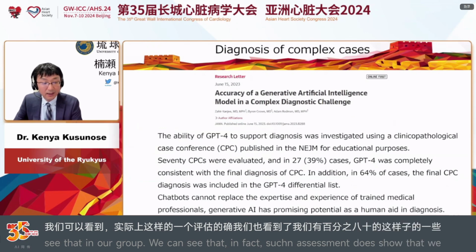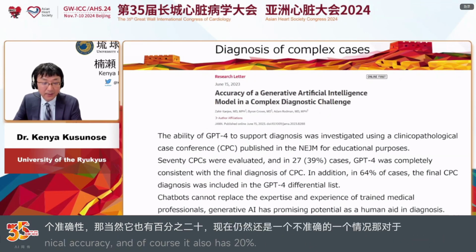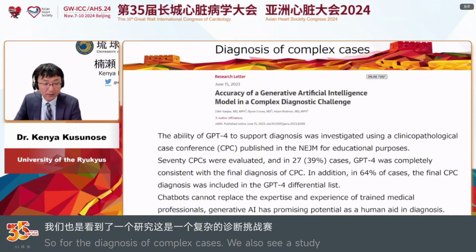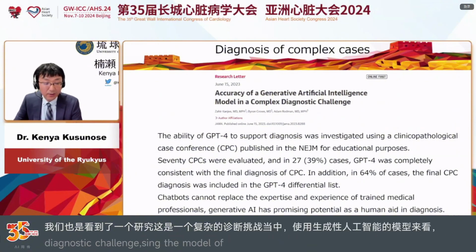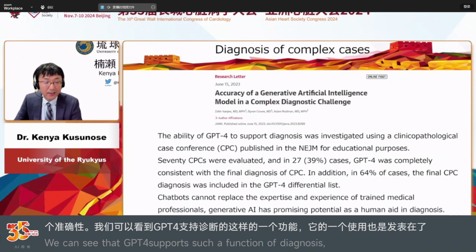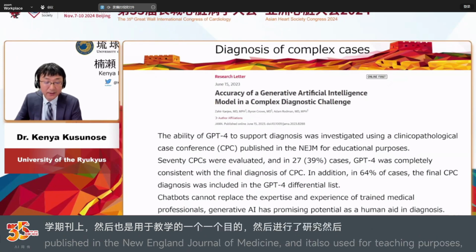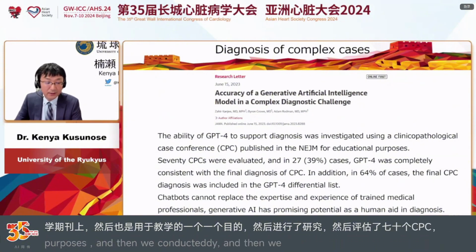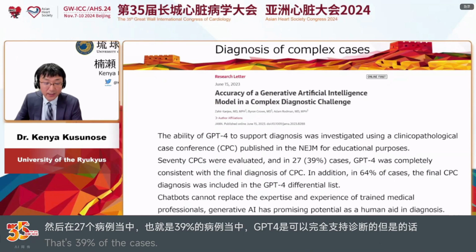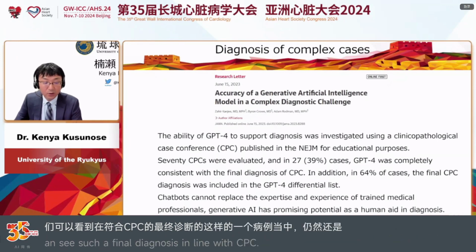In a report published last year, the ability of GPT-4 to support diagnosis was investigated using clinicopathological case conferences, or CPCs, published in the New England Journal of Medicine for educational purposes. 70 CPCs were evaluated, and in 27 cases, GPT-4 was completely consistent with the final CPC diagnosis. In addition, in 64% of cases, the final CPC diagnosis was included in the GPT-4 differential list. A chatbot cannot replace the expertise and experience of trained medical professionals, but generative AI has promising potential as a human aid in diagnosis.